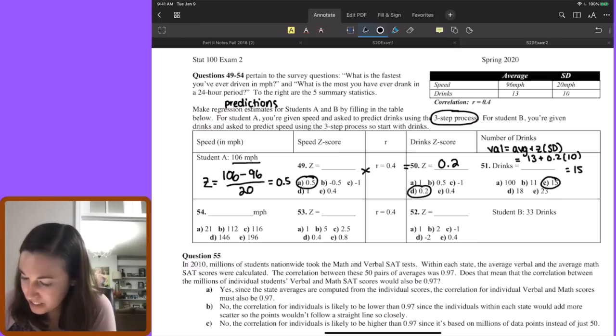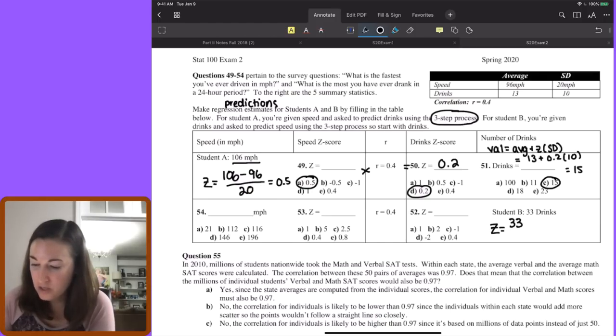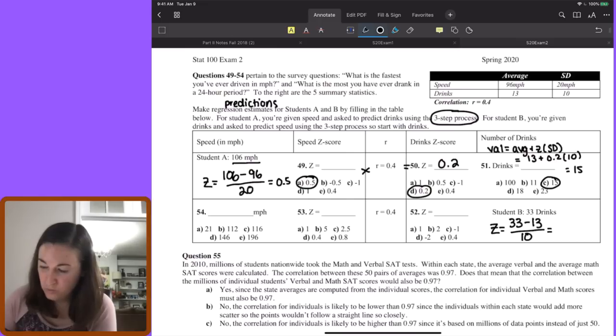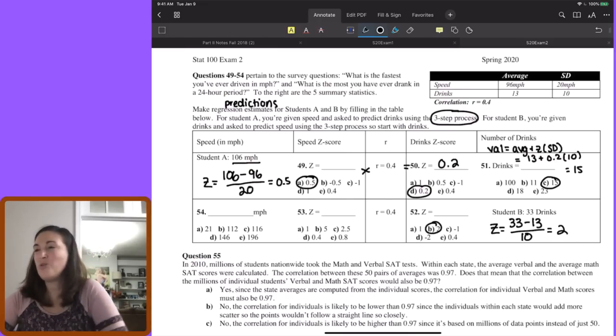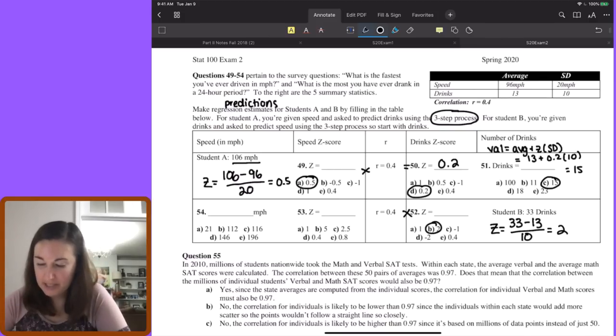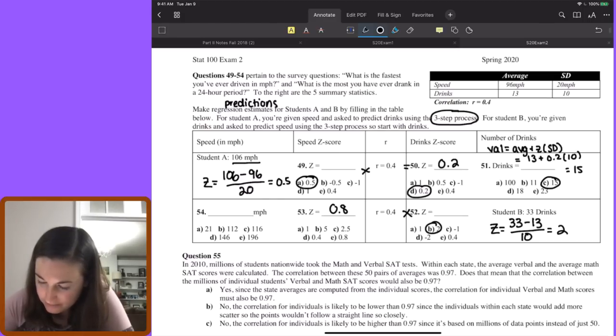So student B, let's see, their z-score is going to be their value minus the average for drinks, which is 13, divided by the SD, which is 10. So what is this? 20 over 10, 2. Z-score is 2. And then I'm going to multiply by r to get my second z-score. So 2 times 0.4 is 0.8.